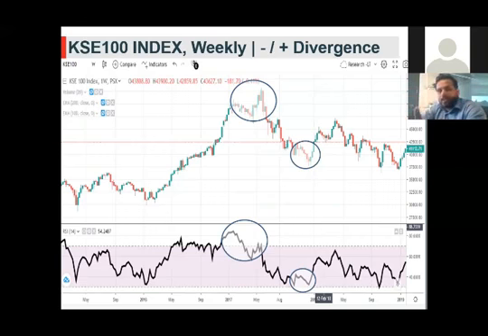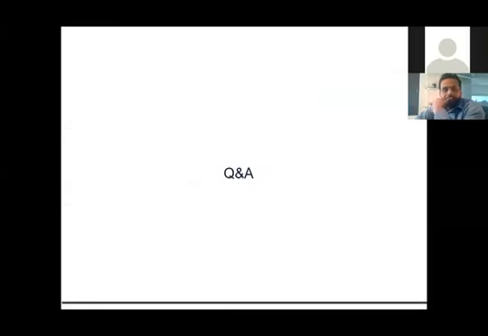And right now we can see that this percentage is improving, which shows the overall market depth is improving from a technical standpoint, and the market is improving. Overall, the percentage of stocks in the index above the 200-day moving average is rising. So it's a favorable situation for the equity investor in Pakistan.